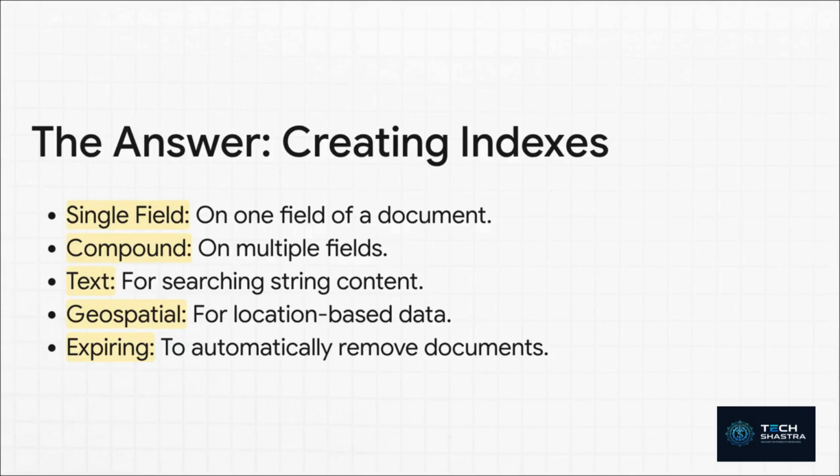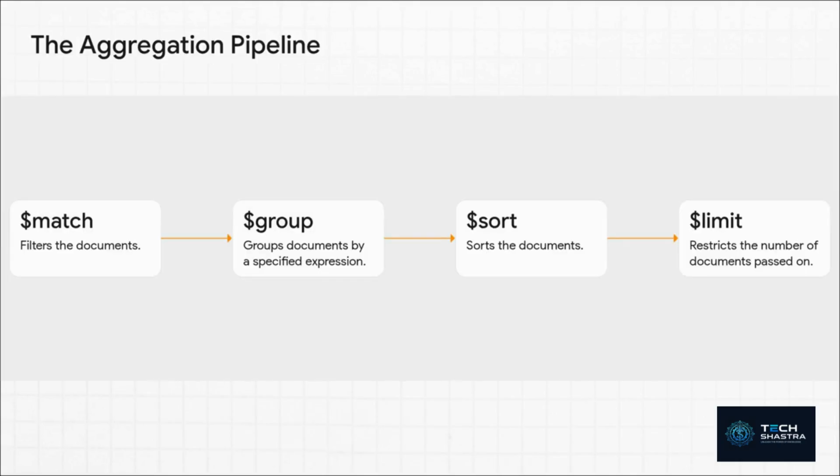Now, beyond just finding data, MongoDB has this incredible tool called the aggregation pipeline. Think of it like a factory assembly line for your data. Your documents go in one end, they pass through a series of stages like filtering, grouping, and sorting, and then a totally transformed result comes out the other end. It is unbelievably powerful for doing any kind of data analysis.